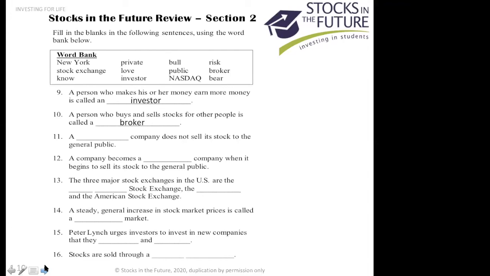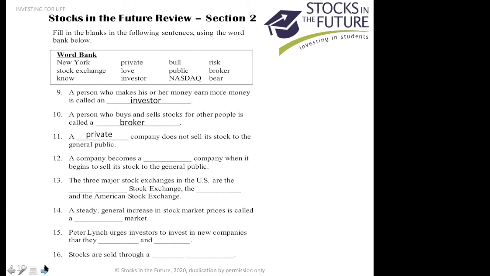Number 11, a private company does not sell its stocks to the general public. They're private companies. There are a lot of family businesses, grocery store chains that you cannot find as a stock. A lot of florists are going to be companies that are owned by families or individuals, and they do not want to put their company out there on the stock exchange. So not all companies are you going to find on the stock exchange.